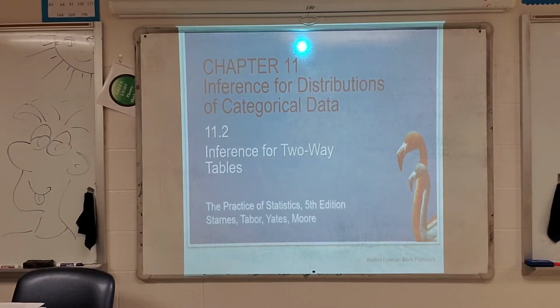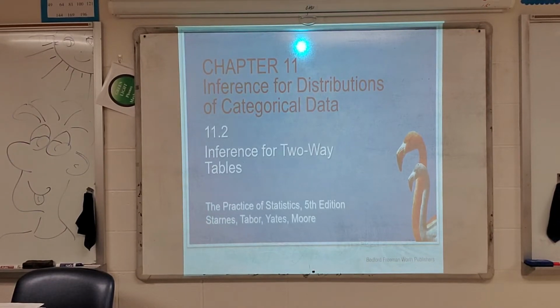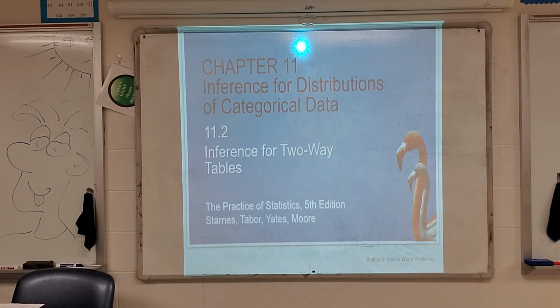So today we're going to be looking at section 11.2, inference for two-way tables. Yesterday we looked at a single categorical variable, and now we're going to be looking at tests that involve more than one categorical variable, because when we collect our data, we may have it organized into more than one categorical variable.